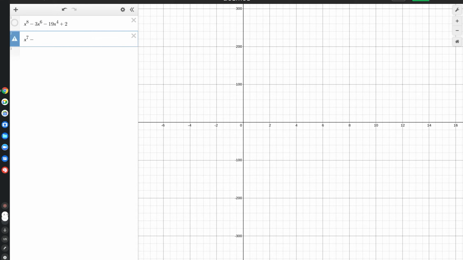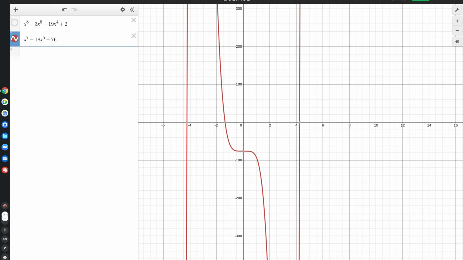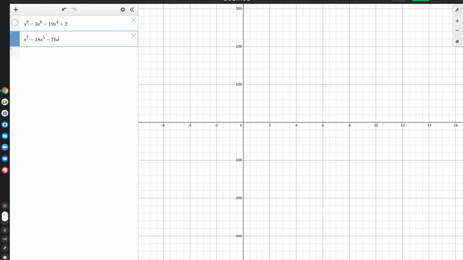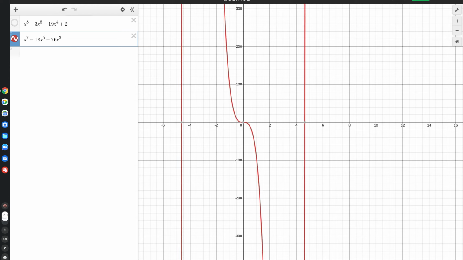x to the power of 7 minus 18x to the power of 5 minus 76x to the power of 3. That's it. So we have these three as our points. But we also want to know, are they minimums or maximums?